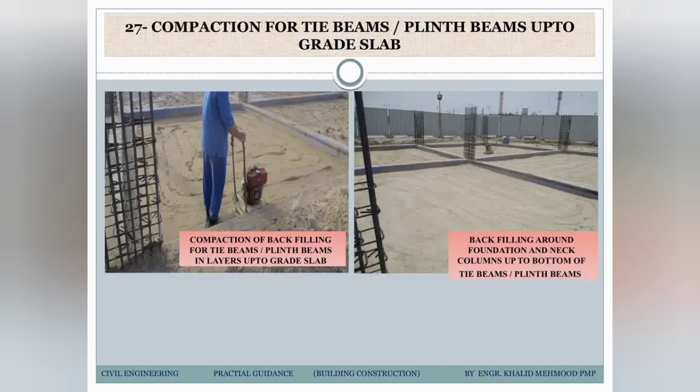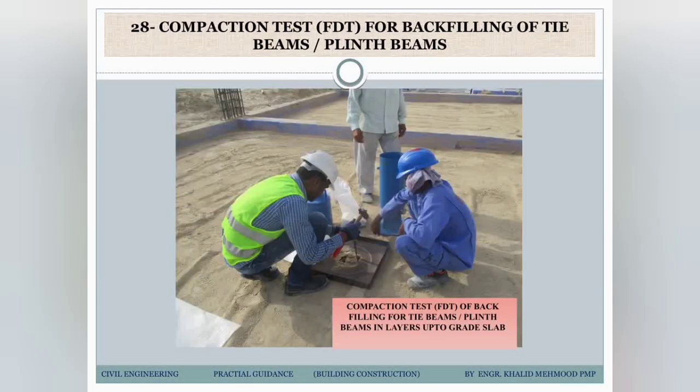It's connecting the foundations. So we are doing the backfilling layer by layer. The plinth beam is now less visible, it's backfilled in layers, and we are doing compaction for each layer until the grade slab level. So now the plinth beams are backfilled.